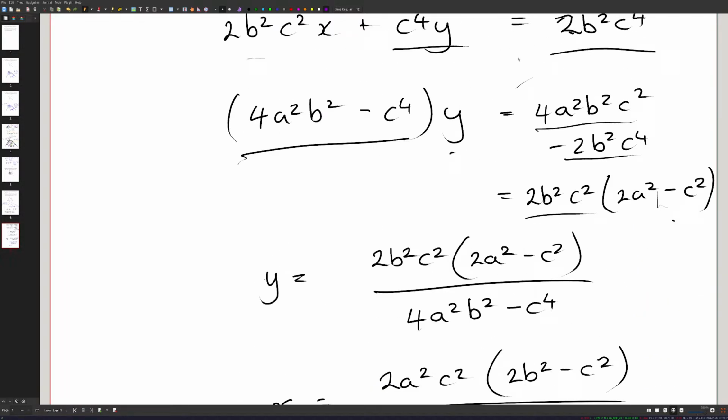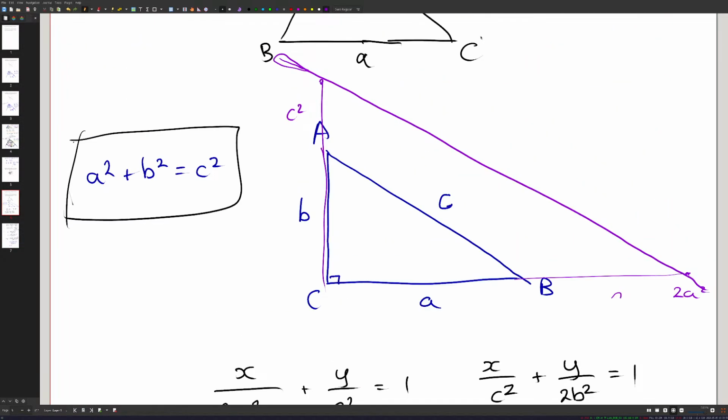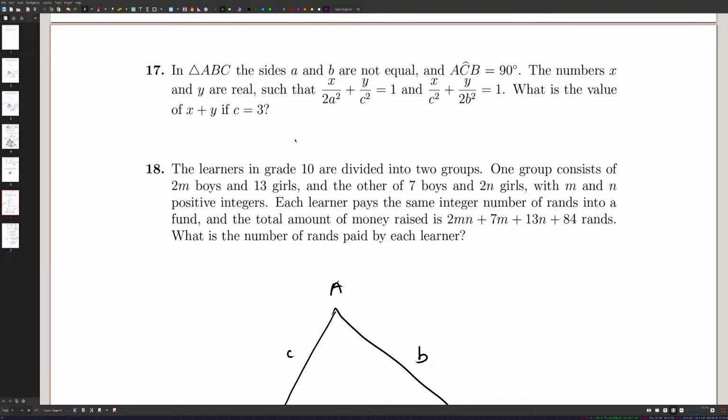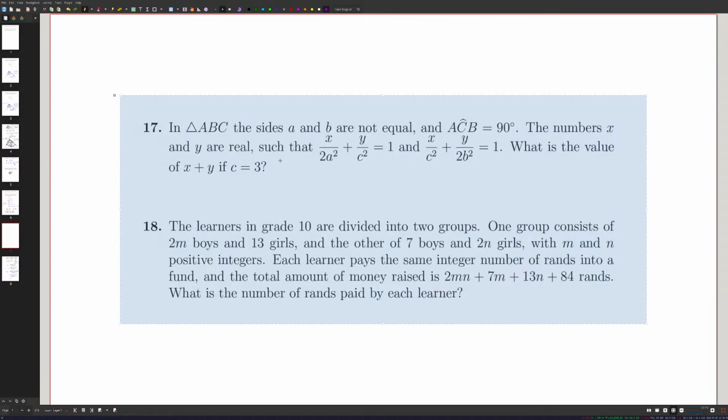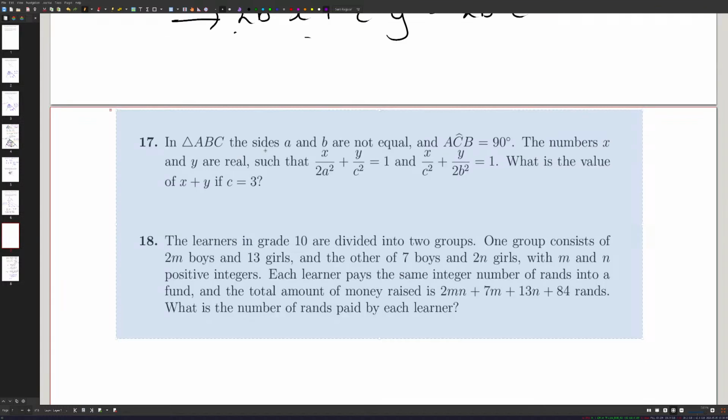And I guess the actual answer for the question then is, if c is equal to 3, then this is 18. Okay, in question 18, I'm actually just going to paste it again because I don't want to keep scrolling up to see the question.